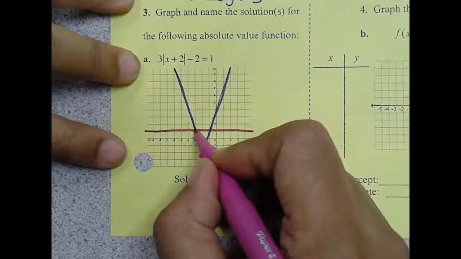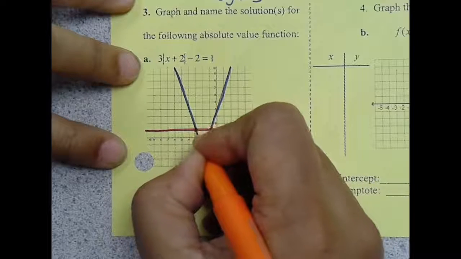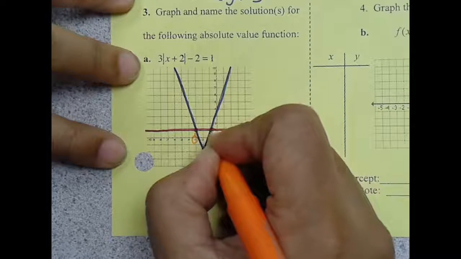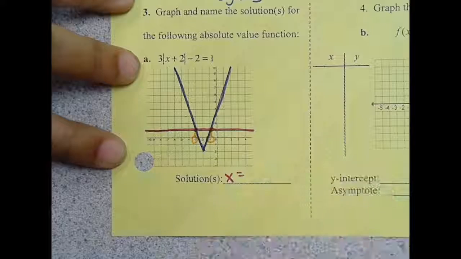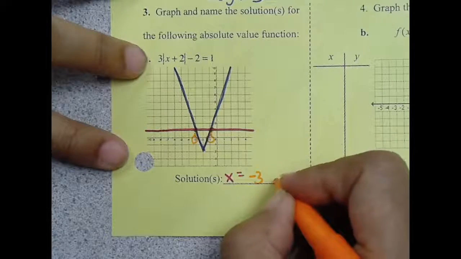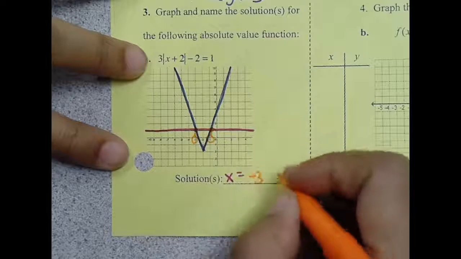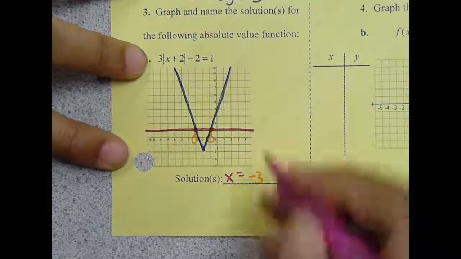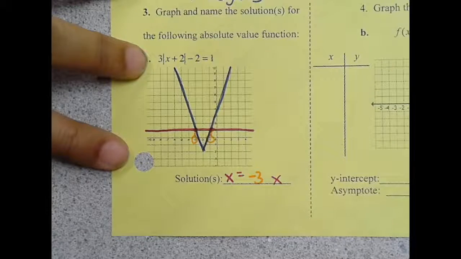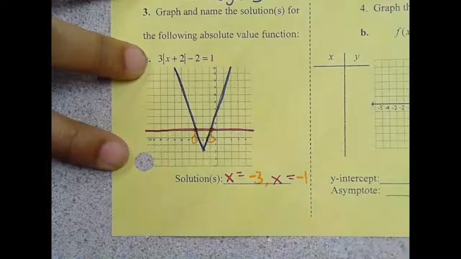This is a point of intersection right here, and this one is 1 as well. So follow it down, find the x value that they cross at. So it looks like we have x as -3 and 4. I'm sorry, -1. So this is -3 right here, and this is -1. All right, x equals -1. Okay, so we have the 2 answers.